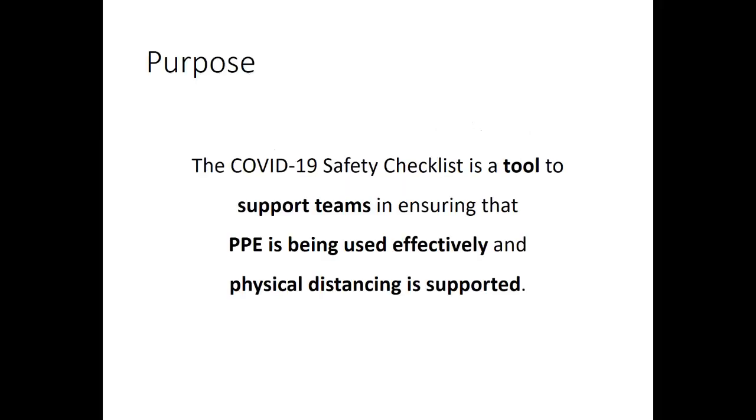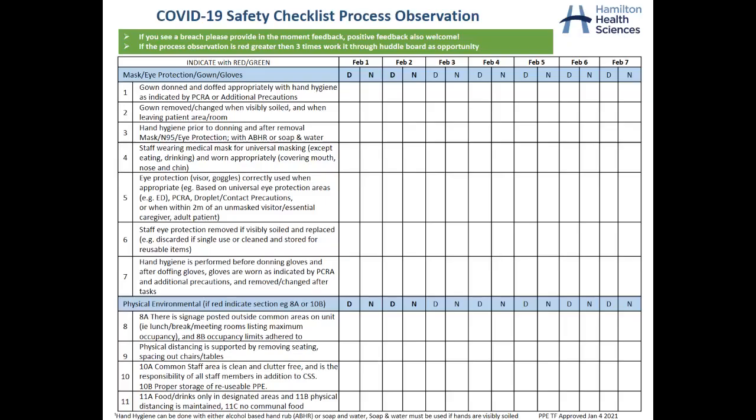We are now over a year into the pandemic, and staff are doing an excellent job at adapting to the requirement for use of personal protective equipment, or PPE, and setting up the physical environment to keep themselves, their patients, and families safe. Some teams have found the use of this COVID-19 safety checklist to be a very effective way of communicating the environmental strategies and PPE requirements. The checklist helps teams identify where there are barriers and put strategies in place to make it easier to follow the guidelines with the goal of keeping everyone safe.